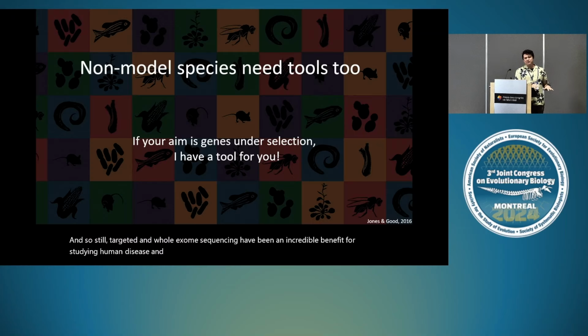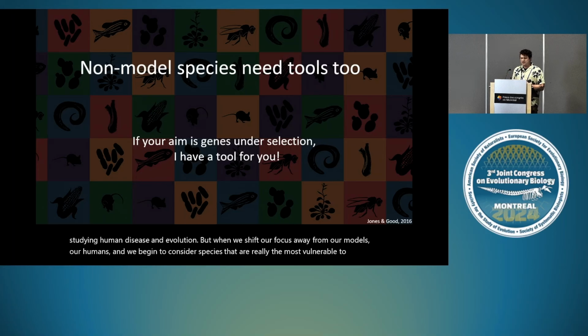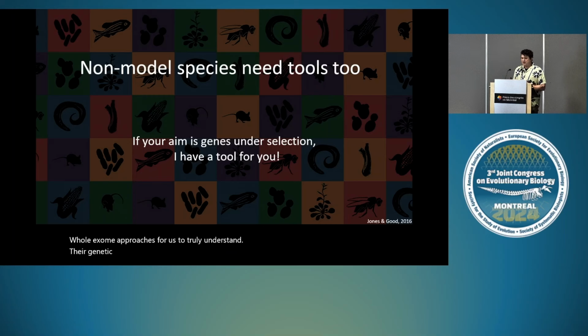But when we shift our focus away from our models, our humans, and consider species that are most vulnerable to climate, disease, and extinction, many of these are non-model organisms that have few or no genomic resources available. It is these non-model species that need targeted whole exome approaches for us to truly understand their genetic diversity, disease susceptibility, and pressures of selection.